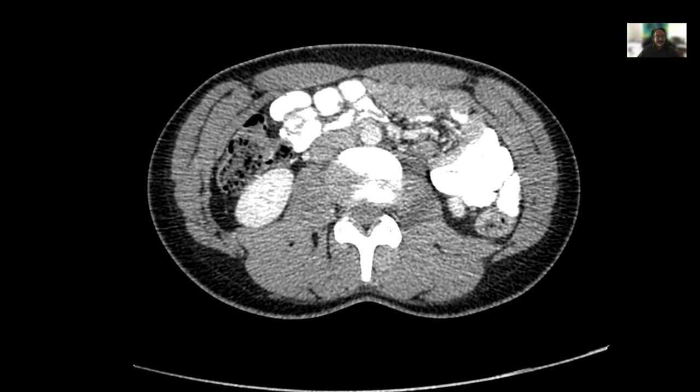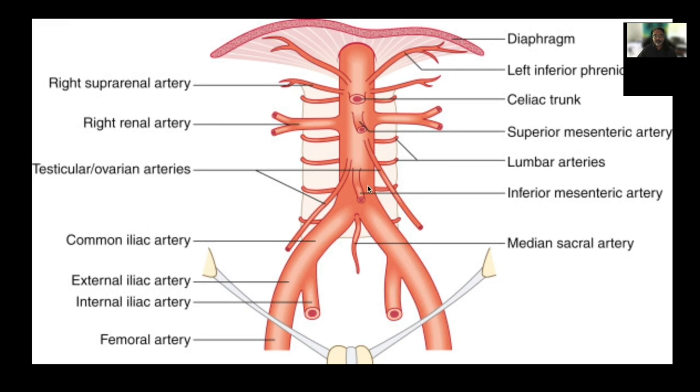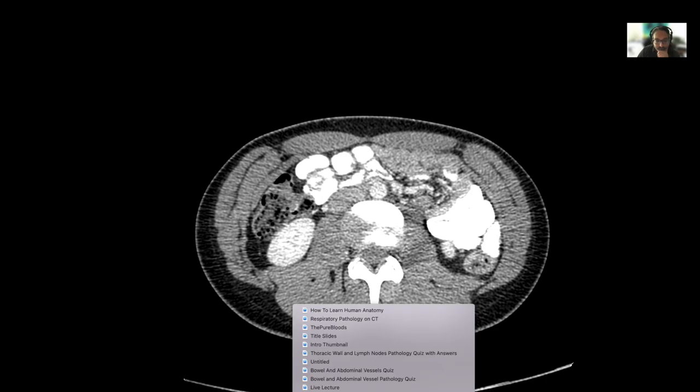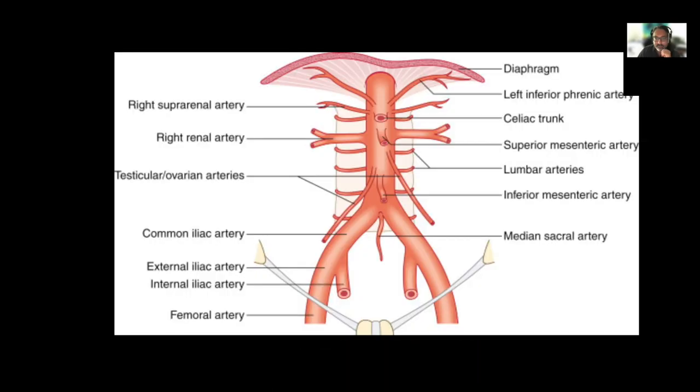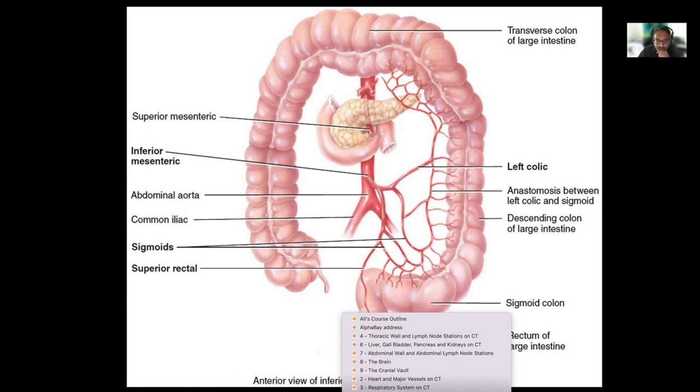Yes, the inferior mesenteric artery is the last branch of the abdominal aorta before the aorta bifurcates. All right, so we've done the inferior mesenteric artery, and we've sort of done its branches. It'll have the left colic, the sigmoidal branches, and the superior rectal branch. And so I think that covers the arteries.